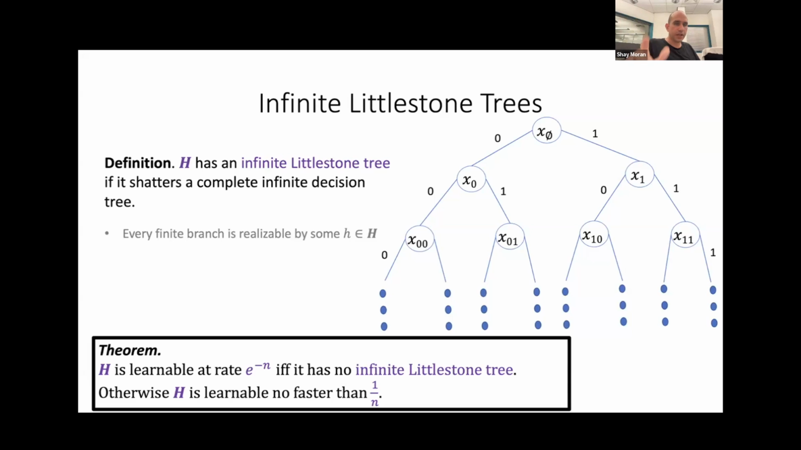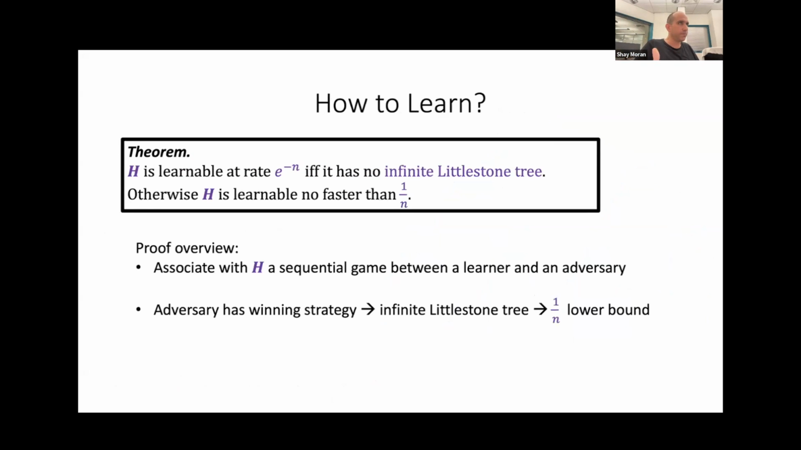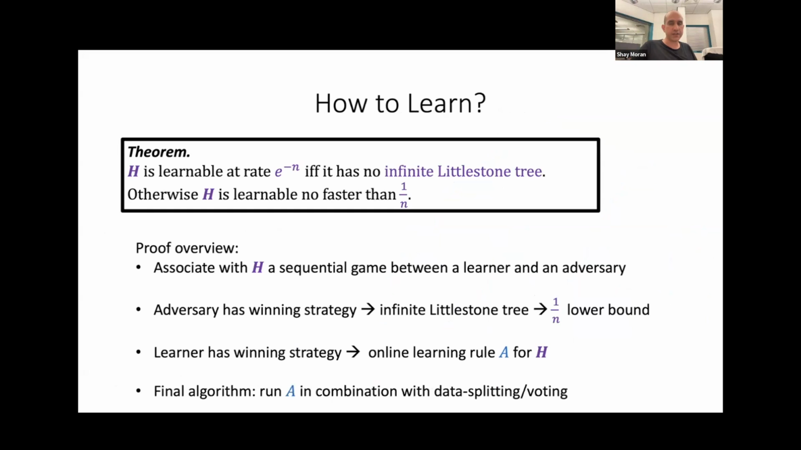And the proof of the theorem exactly pivots on these two cases, right? So if Avi can win, there is a Littlestone tree, and then there is a lower bound, which is also not quite trivial, the statistical lower bound, I mean. And if I can win, then we get first of all an online learning rule, I mean a strategy that makes at most a finite number of mistakes. And the final algorithm essentially boosts this learning rule.